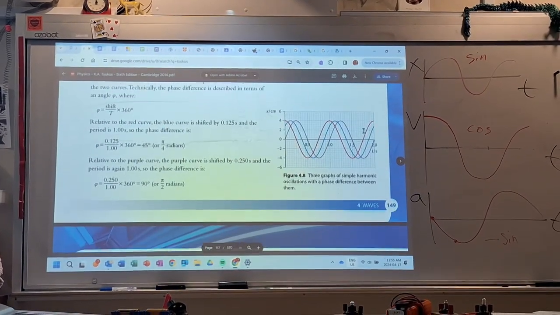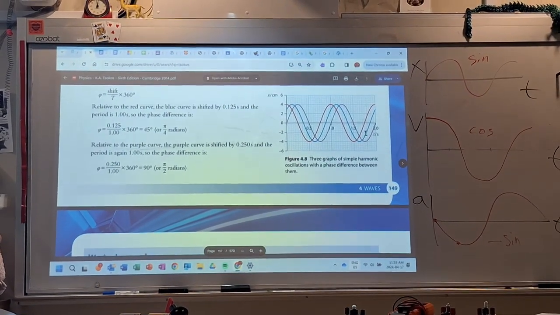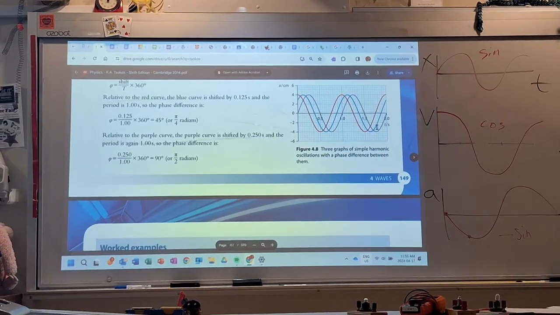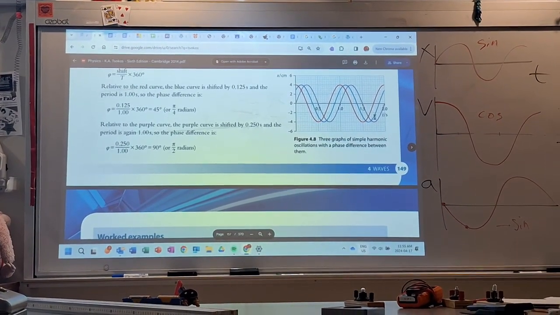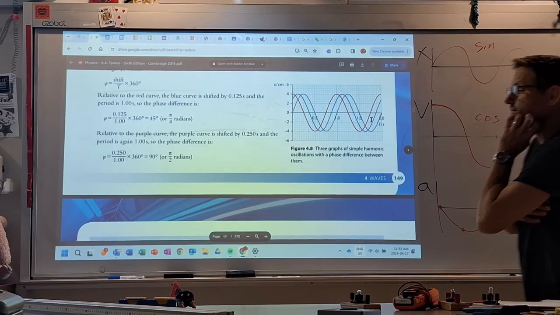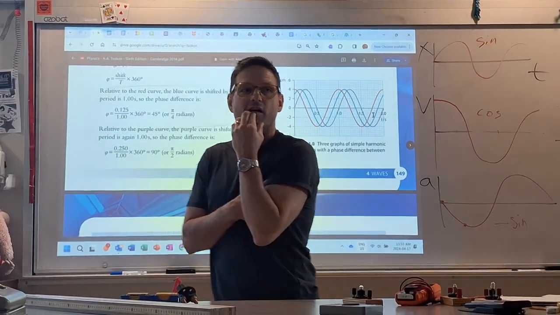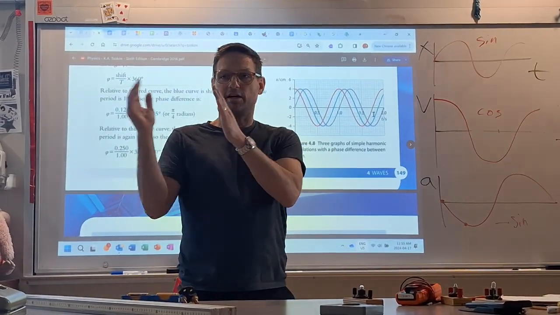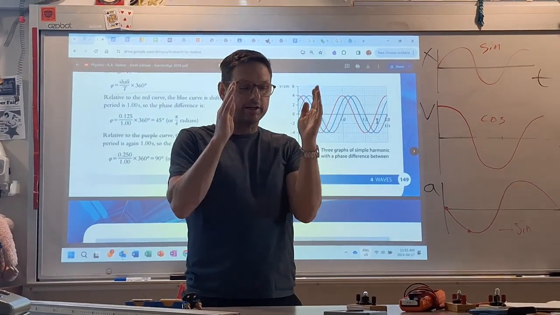Hertz, you know about hertz, right? Yep. Cycles per second. What does phase difference mean? Yeah, if you shift it, right?